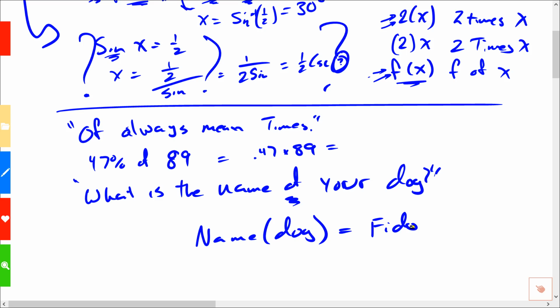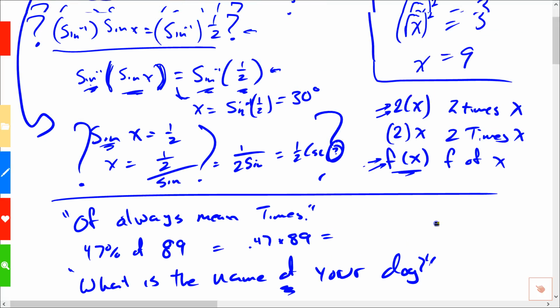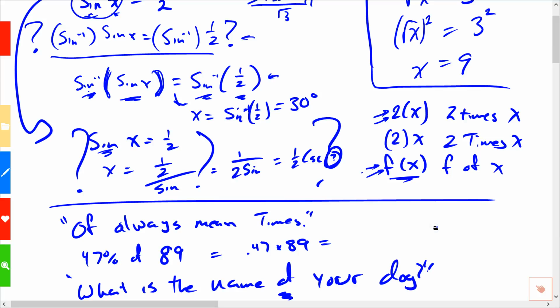So "of" doesn't always mean times. "Of" sometimes means function notation. In fact, usually I would say it means this function notation. Only in the very specific case of percentage problems does "of" ever mean times. But still, that "of" sometimes means times, and that might be another source of confusion. So, anyway, yes, you're taking the sine inverse of both sides, but you're not multiplying both sides by sine inverse.